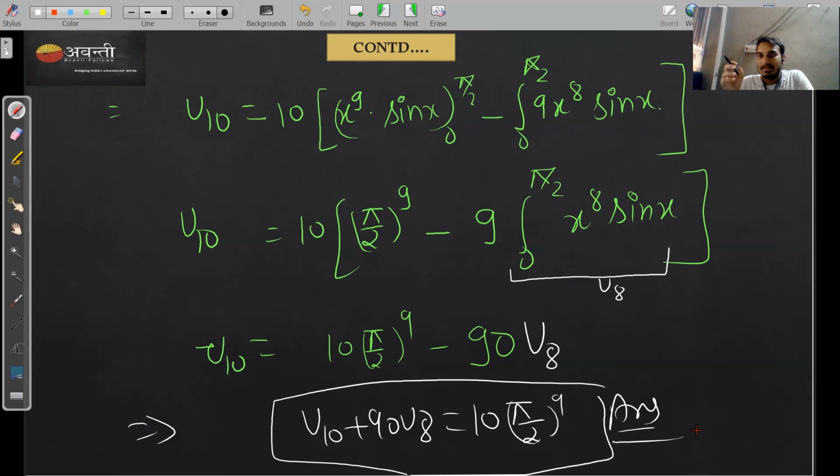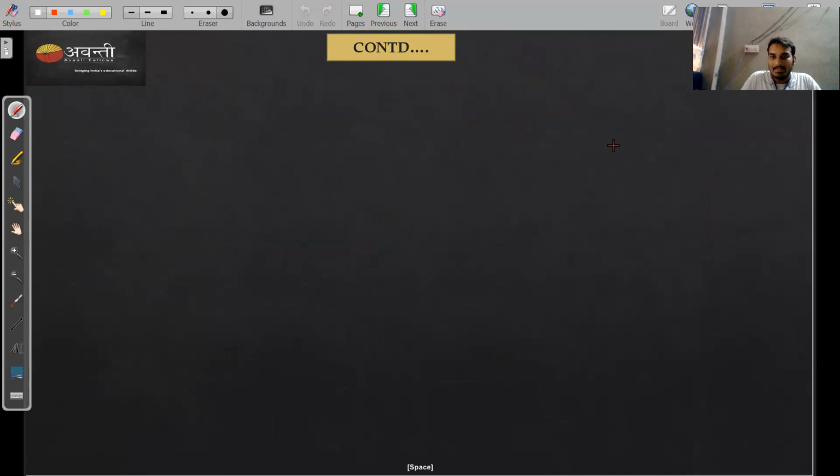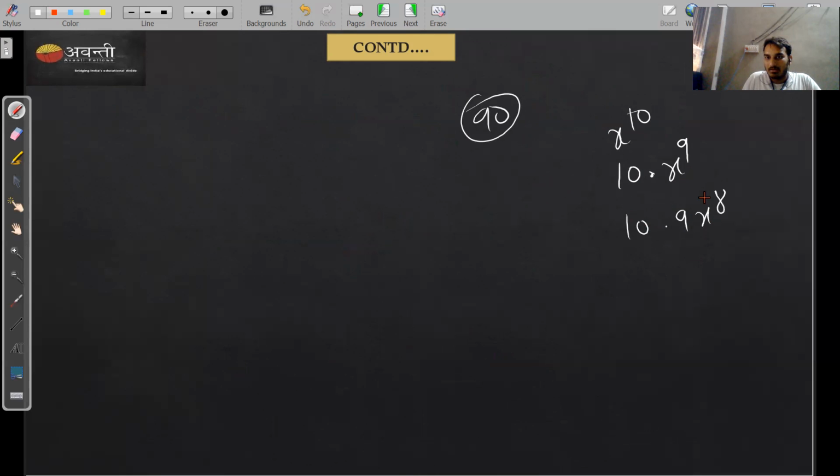And the second hand you can get it from, it's asking 90 u8. How do you get 90 u8? Tell me. 90 u8 comes from x raised to the power 10, and you have to get 90 somehow in the equation. So the only way is by differentiating it 2 times, right? First, and then after it becomes 9x raised to 8, right? Then only you get the 90, right?